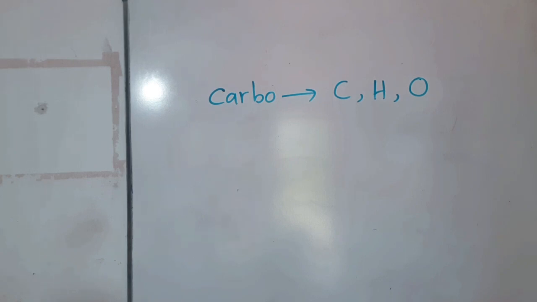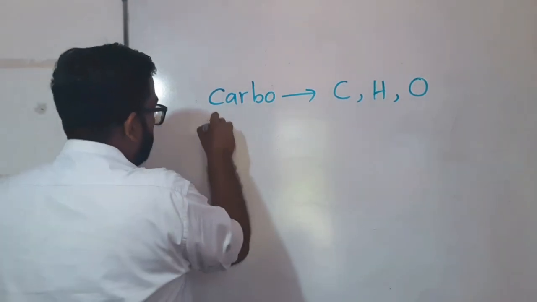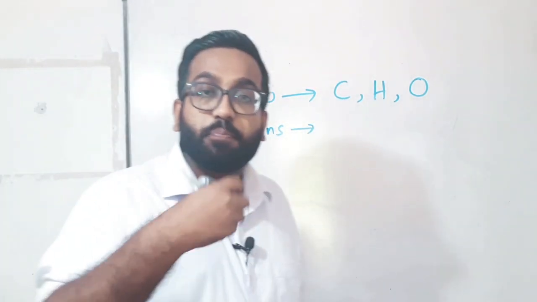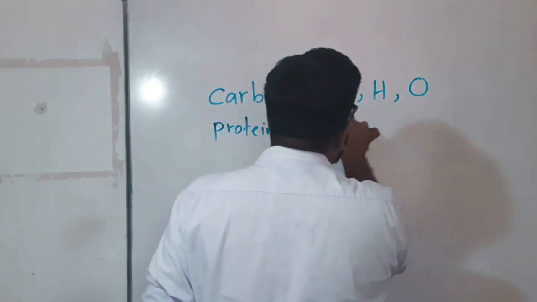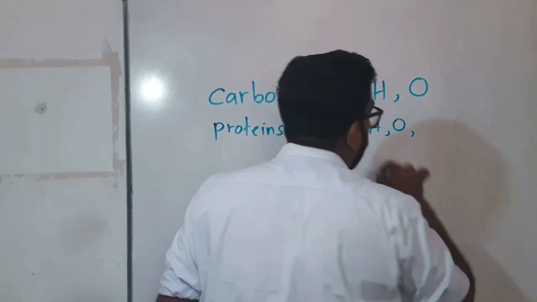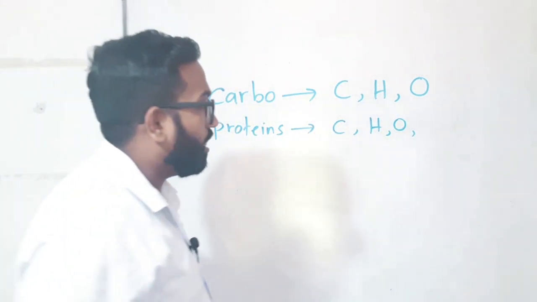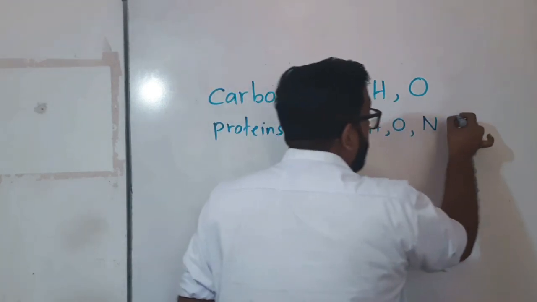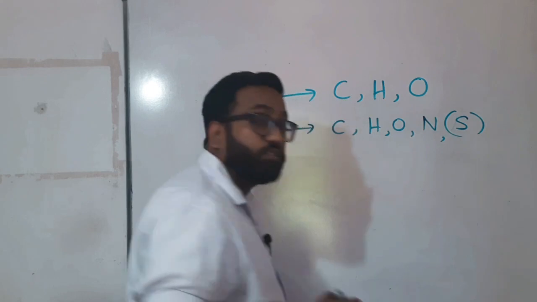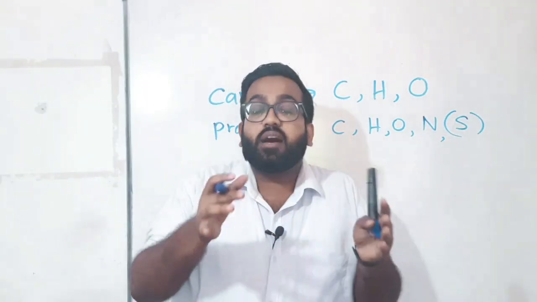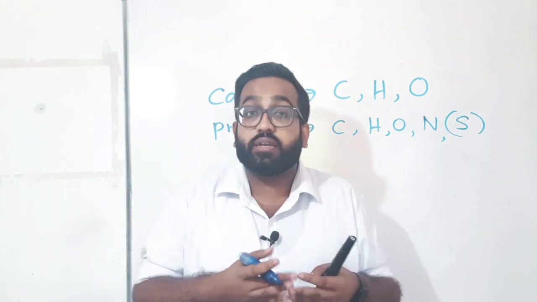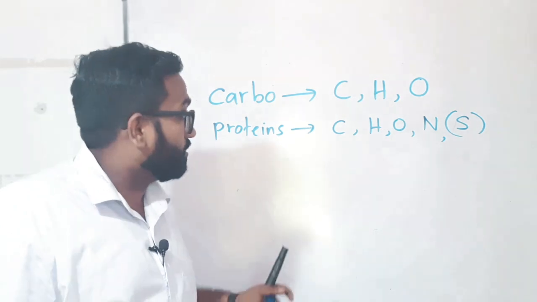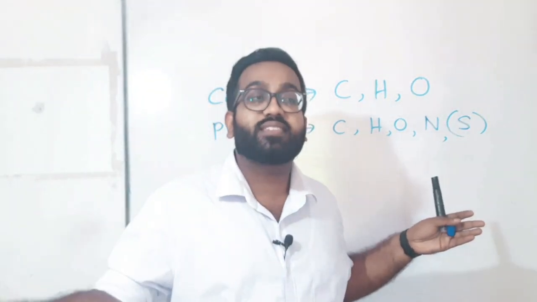What's the second one? The second one is proteins. What are the elements inside proteins? Children, these 3 elements are compulsory, right? Except for these, what are the other elements? Carbon, hydrogen, oxygen, and nitrogen are included. I am putting sulfur within brackets. Why? I told you, in some proteins sulfur is included, but not in every protein. That's why I put sulfur within brackets. So how can we pronounce the trick? CHONS, CHONS, right?